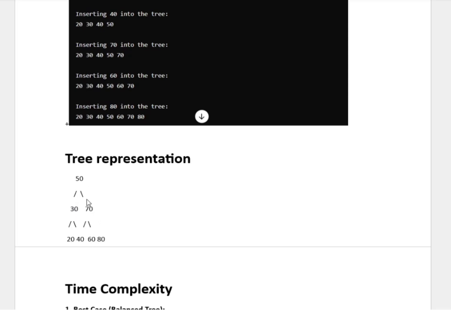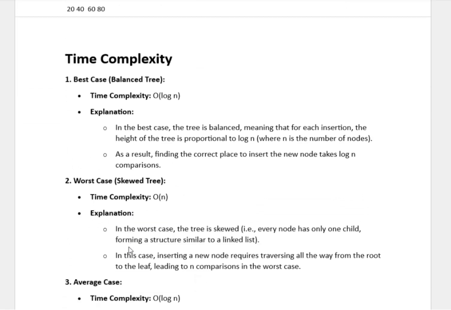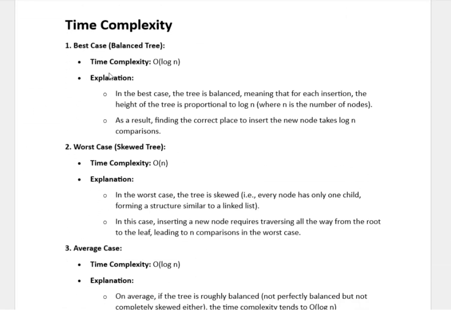If we come to the time complexity, the best case for insertion is order of log n and the average case is also order of log n. But the worst case is order of n. That means we have to go to n height, that means n levels, because it's a skewed tree. A skewed tree is nothing but a tree in the form of a linked list, only having a single child.